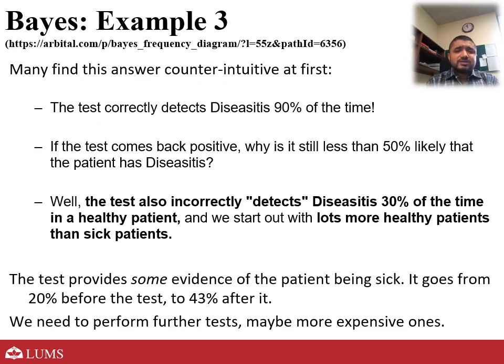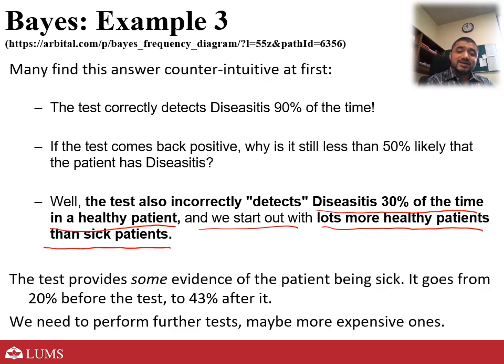All right. So यहाँ पर अगेन ये बात हम इससे पहले भी कर चुके हैं कि बहुत से स्टूडेंट्स को ये आंसर counterintuitive लगता है कि ये क्या बात हुई, मतलब the test correctly detects disease 90% of time, तो फिर ये इतना कम probability क्यों है अगर test positive आया है कि उसके बीमार होने की. If the test comes back positive, why is it still less than 50% likely that the patient has disease? Well, the test also incorrectly detects disease 30% of the time in healthy patients, and when we start out we have lots more healthy patients than sick patients.